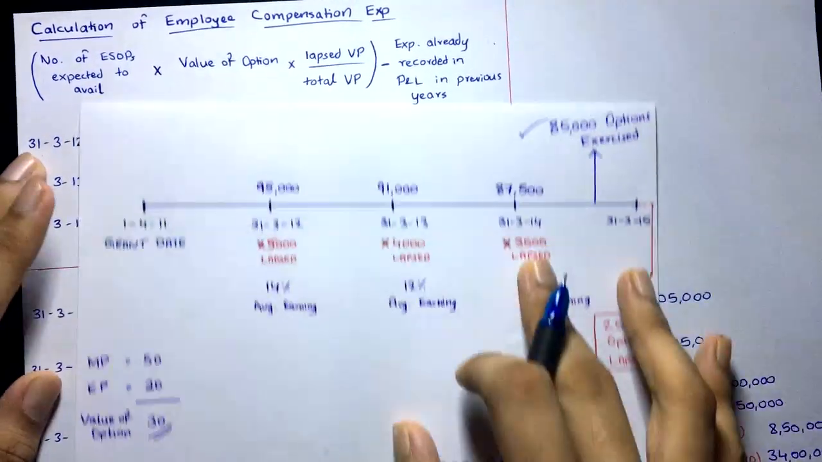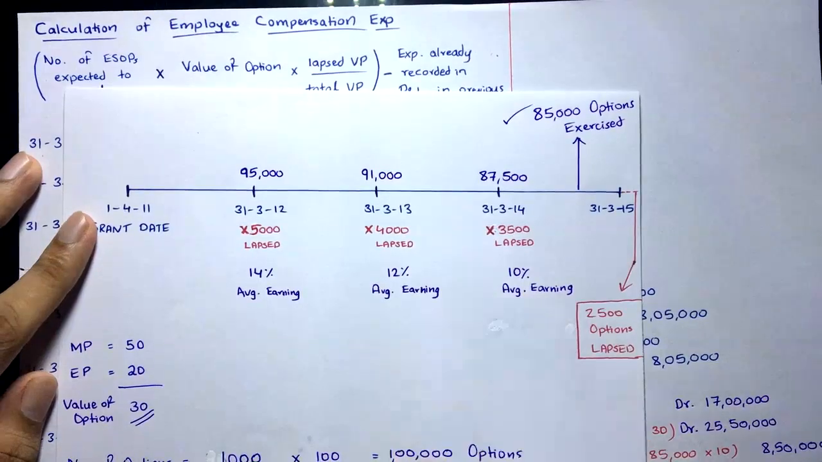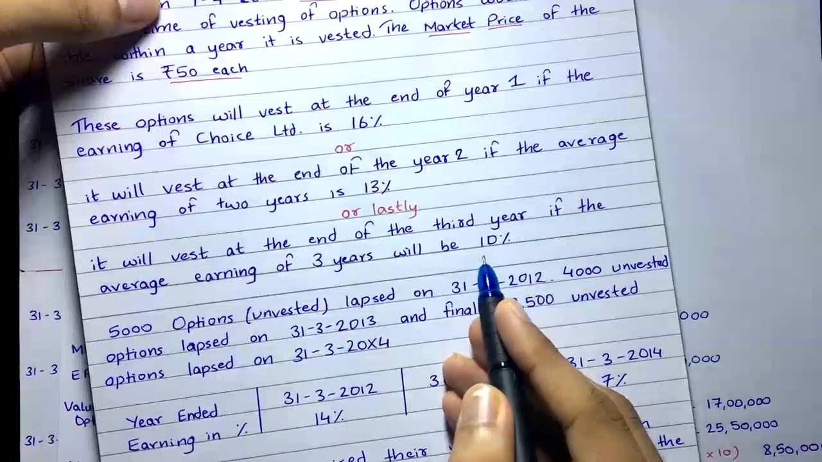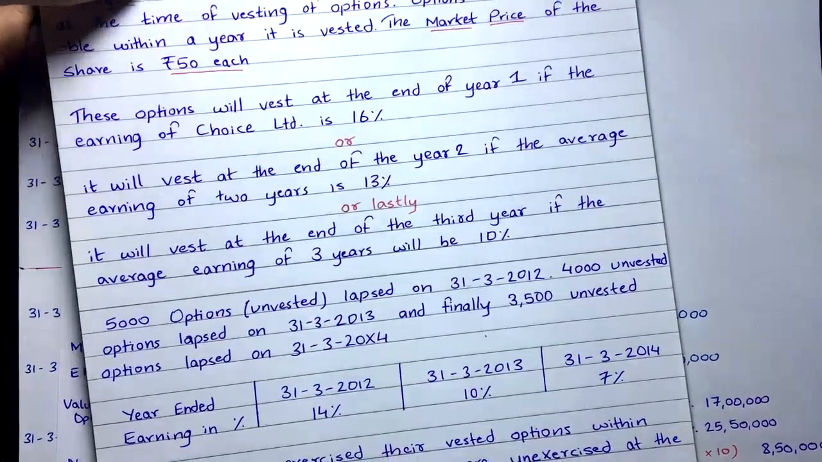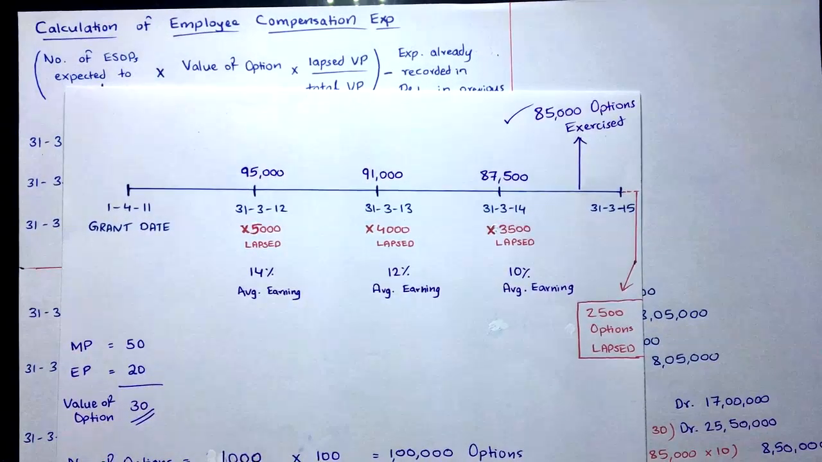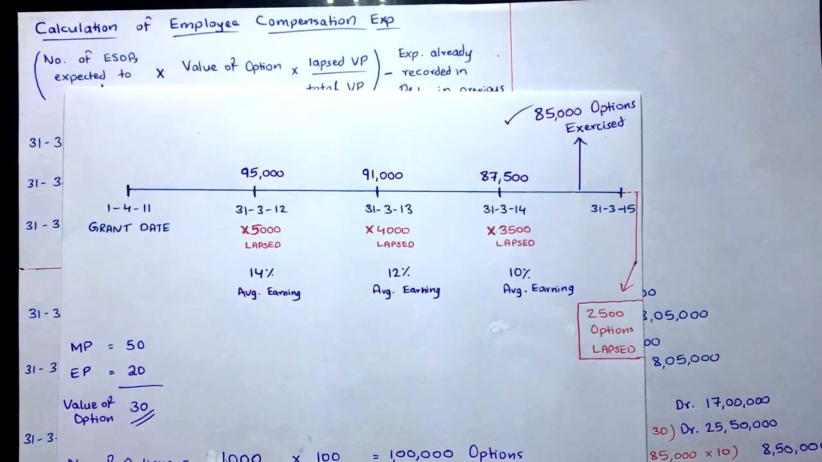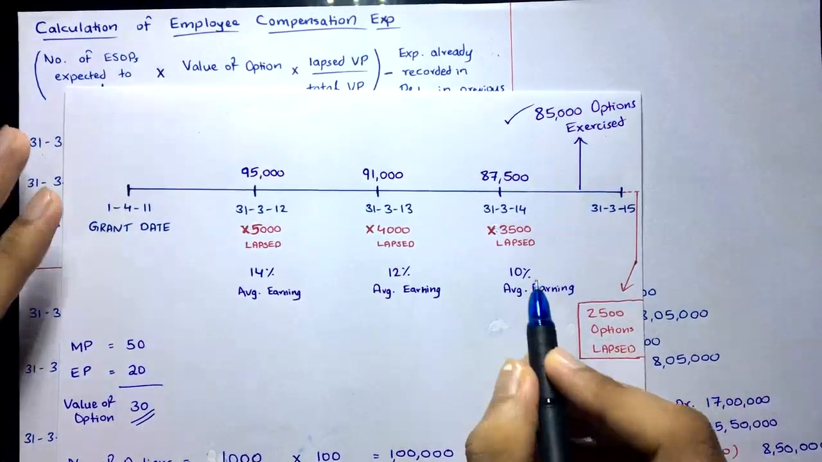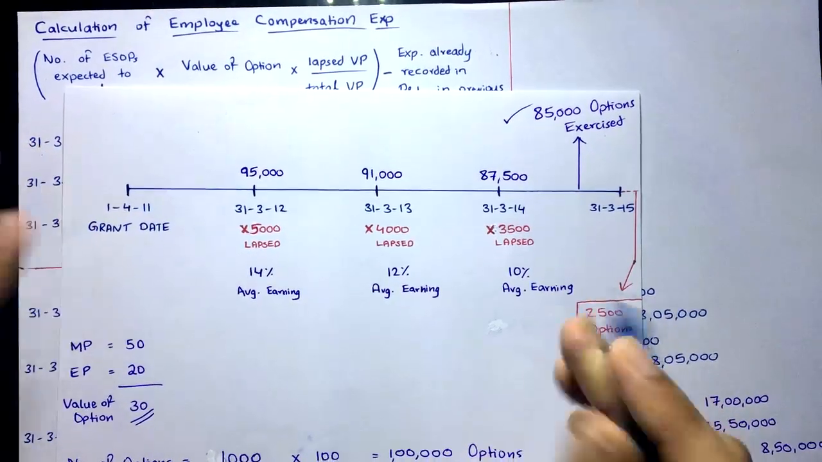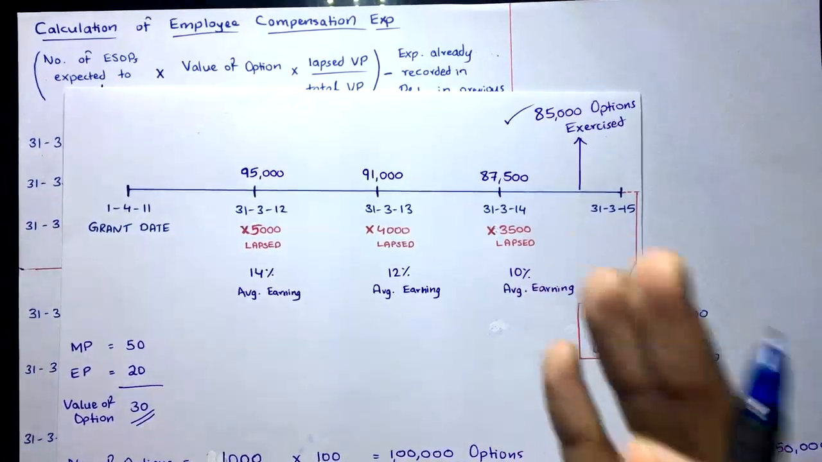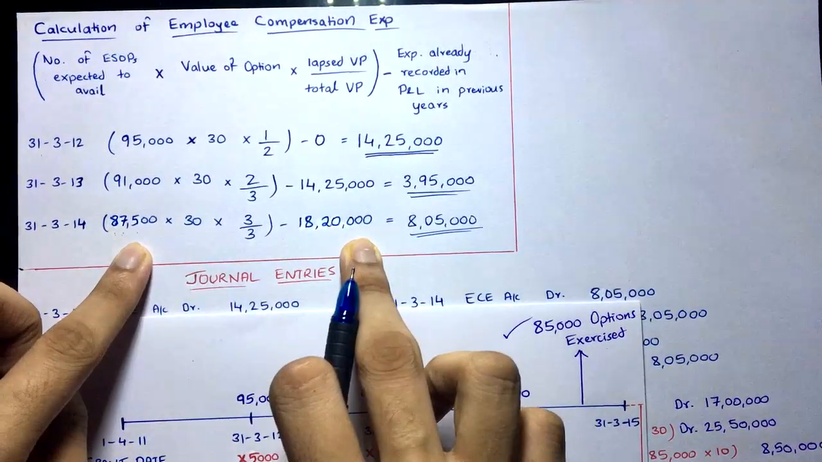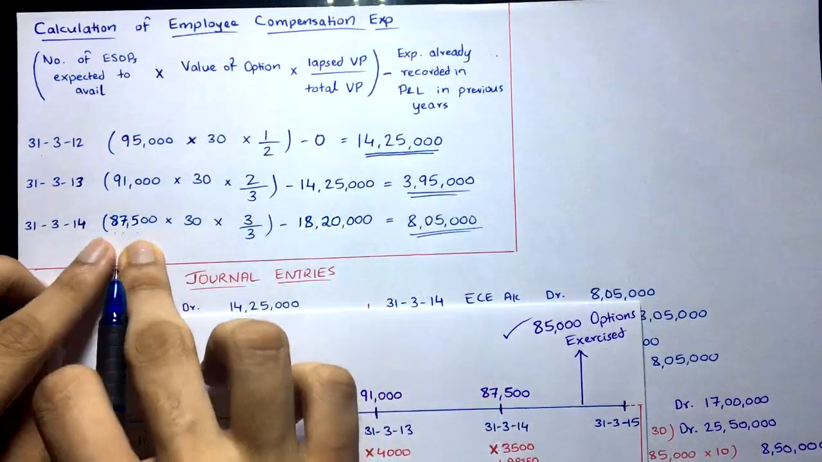And then what? We have achieved the target. The average earning is 10.333, and the target is 10%. So we have achieved the target. Is that clear? If we have achieved the target, that means the vesting period will not increase anymore. We don't have to extend anything. The options have become vested, they have become eligible, right? So we just have to do the last calculation of employee compensation expense, that is 87,500.